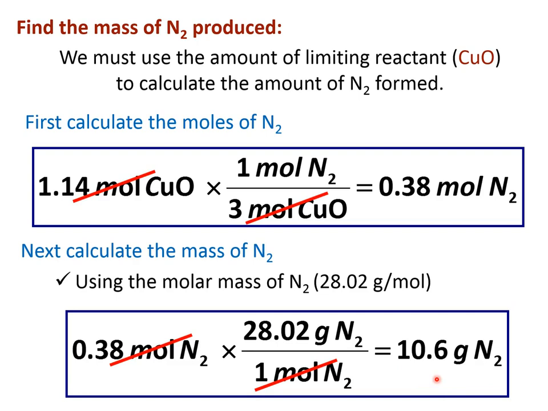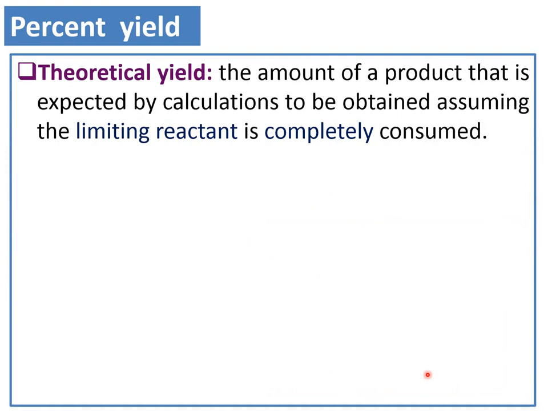But can you obtain 10.6 exactly? If this is the case, then the efficiency of the production is 100%. But in reality, it's very difficult to obtain 100% efficiency. It should be less than this, maybe because of side reactions or for any other reason. Usually you obtain less than the theoretical yield, which is called the actual yield. With the actual yield and the theoretical yield, you can calculate the percent yield.